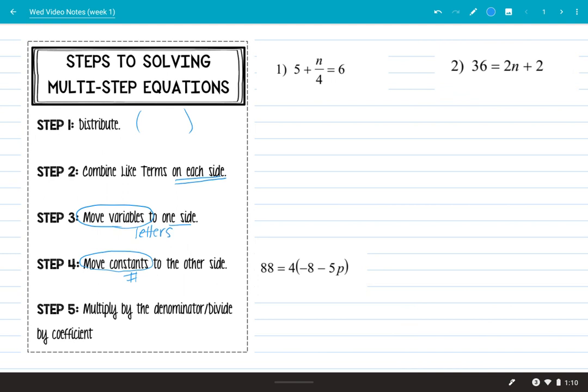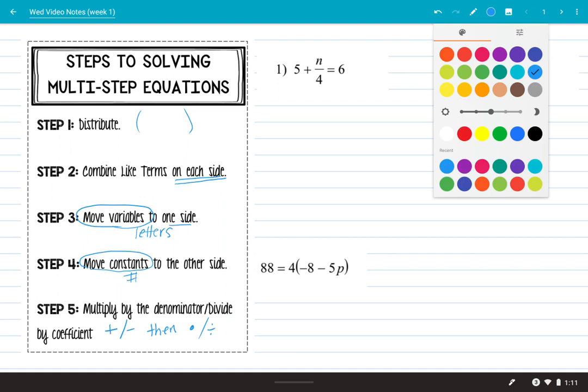And step 5 is we want to multiply, divide. Oops, sorry. Add, subtract, then multiply, divide. Sorry, I'm doing it backwards today. So we're going to add or subtract, then multiply or divide. Okay, so let's try the first one.